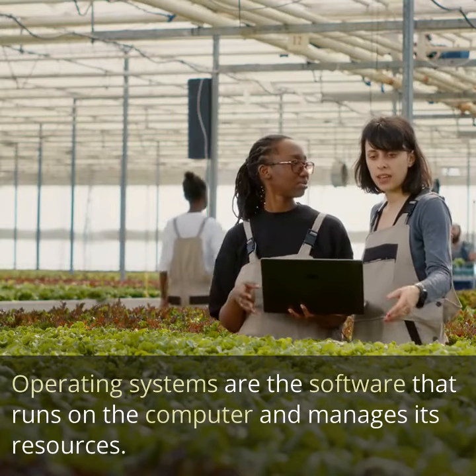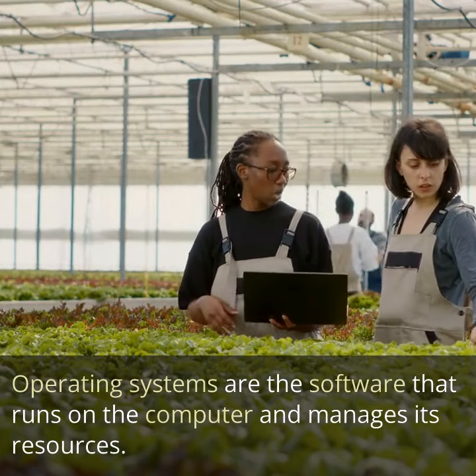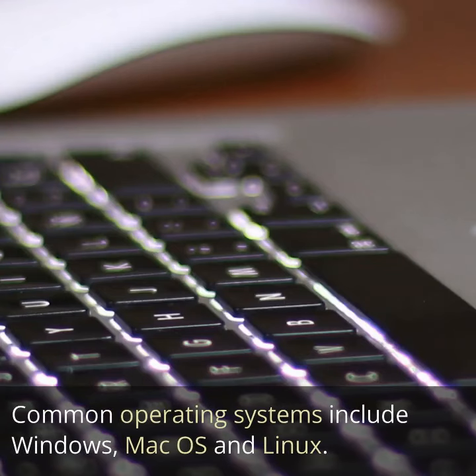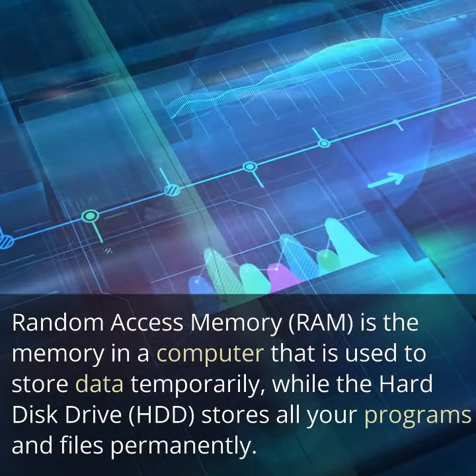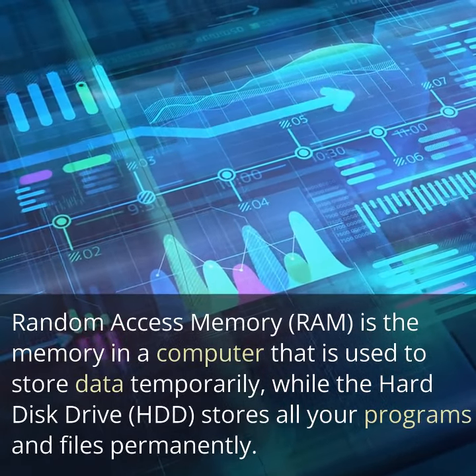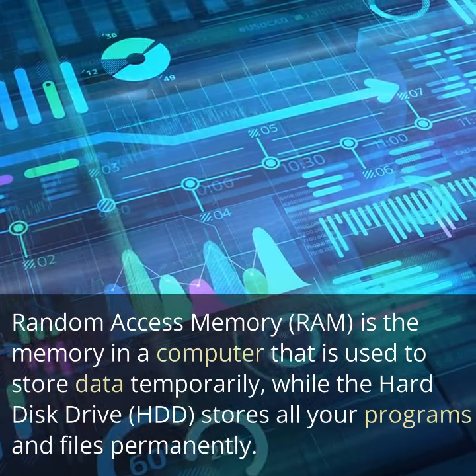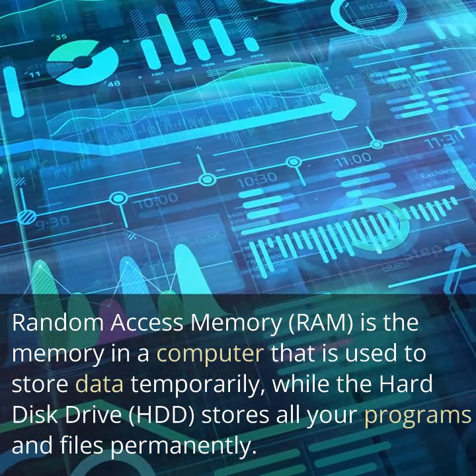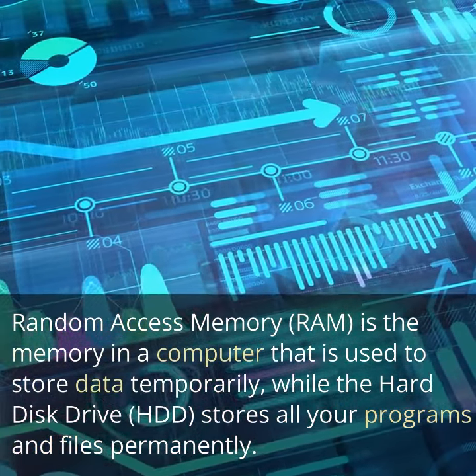Operating systems are the software that runs on the computer and manages its resources. Common operating systems include Windows, Mac OS and Linux. Random access memory, RAM, is the memory in a computer that is used to store data temporarily, while the hard disk drive, HDD, stores all your programs and files permanently.